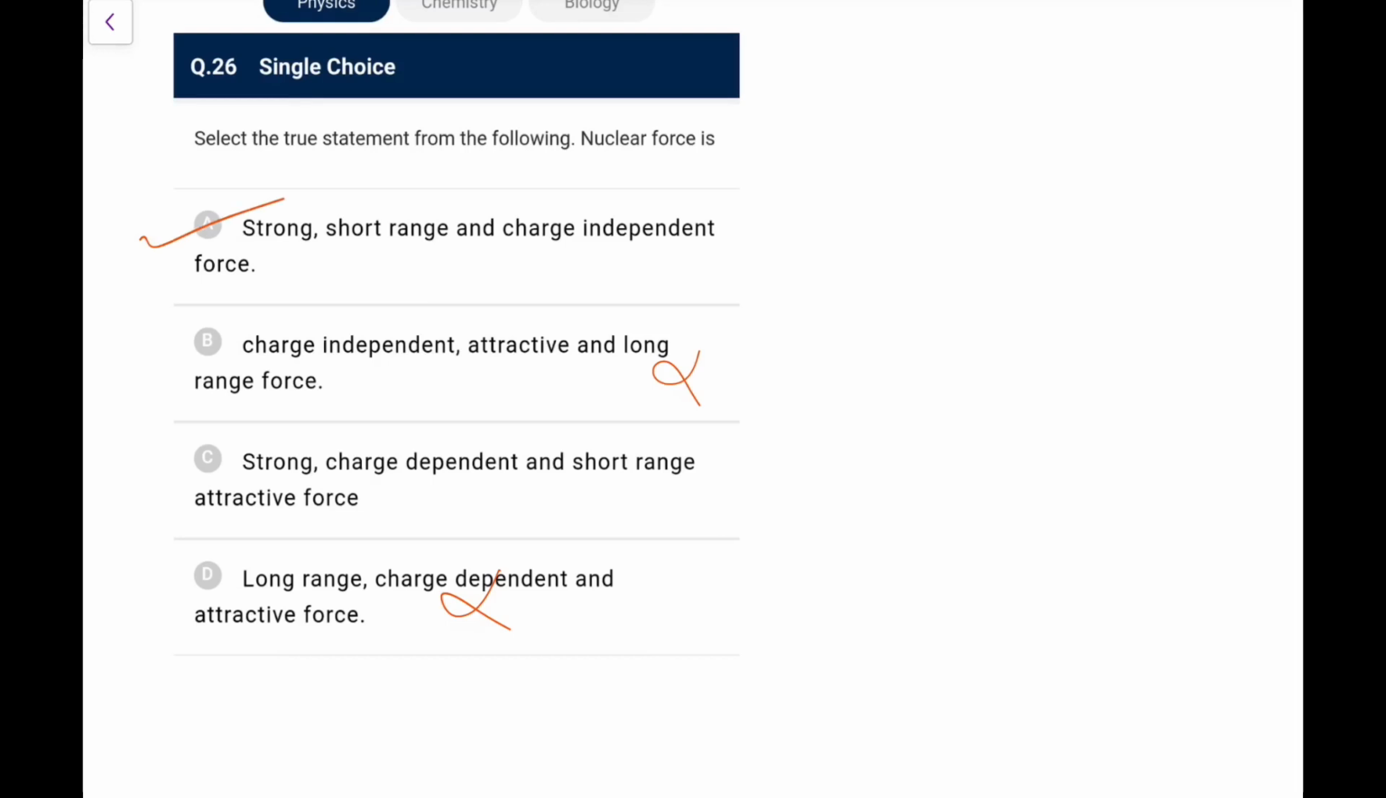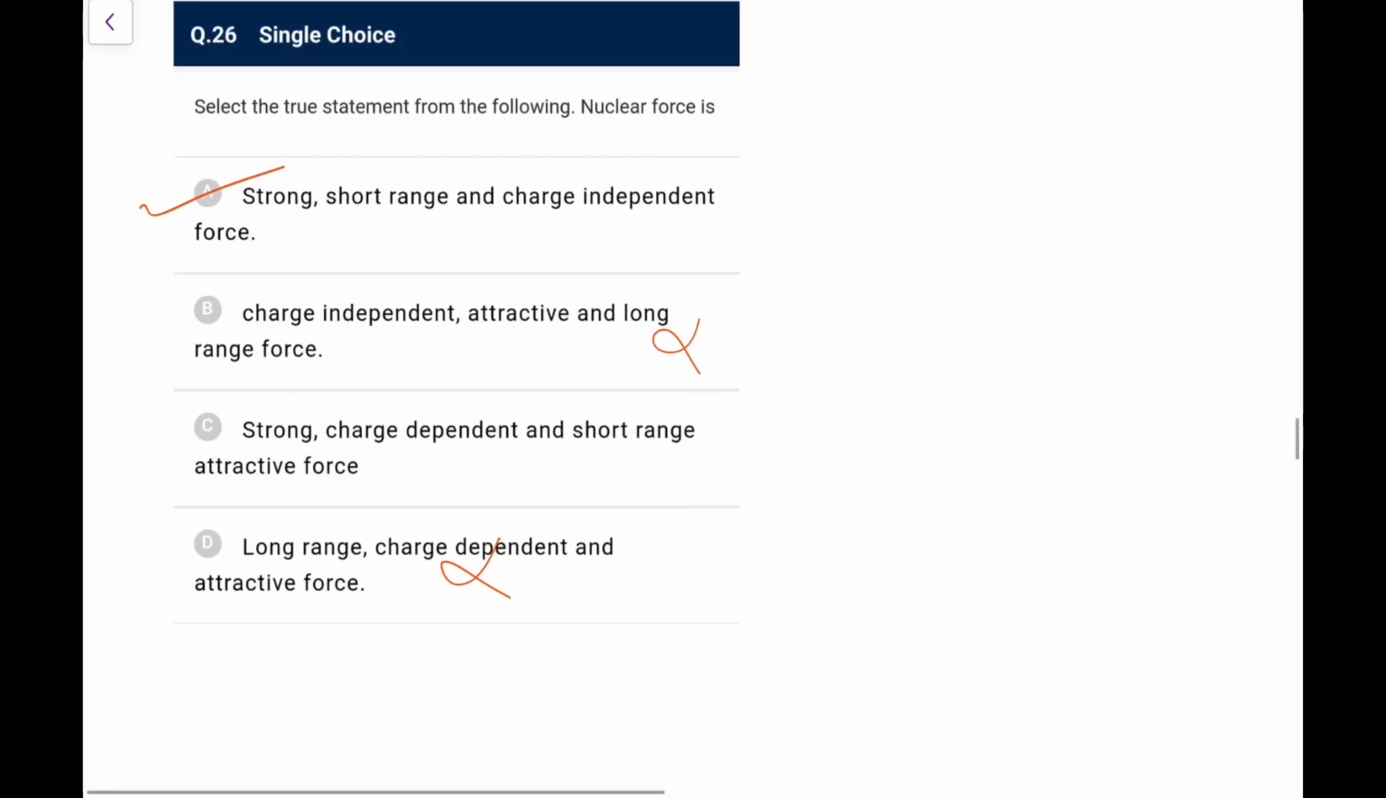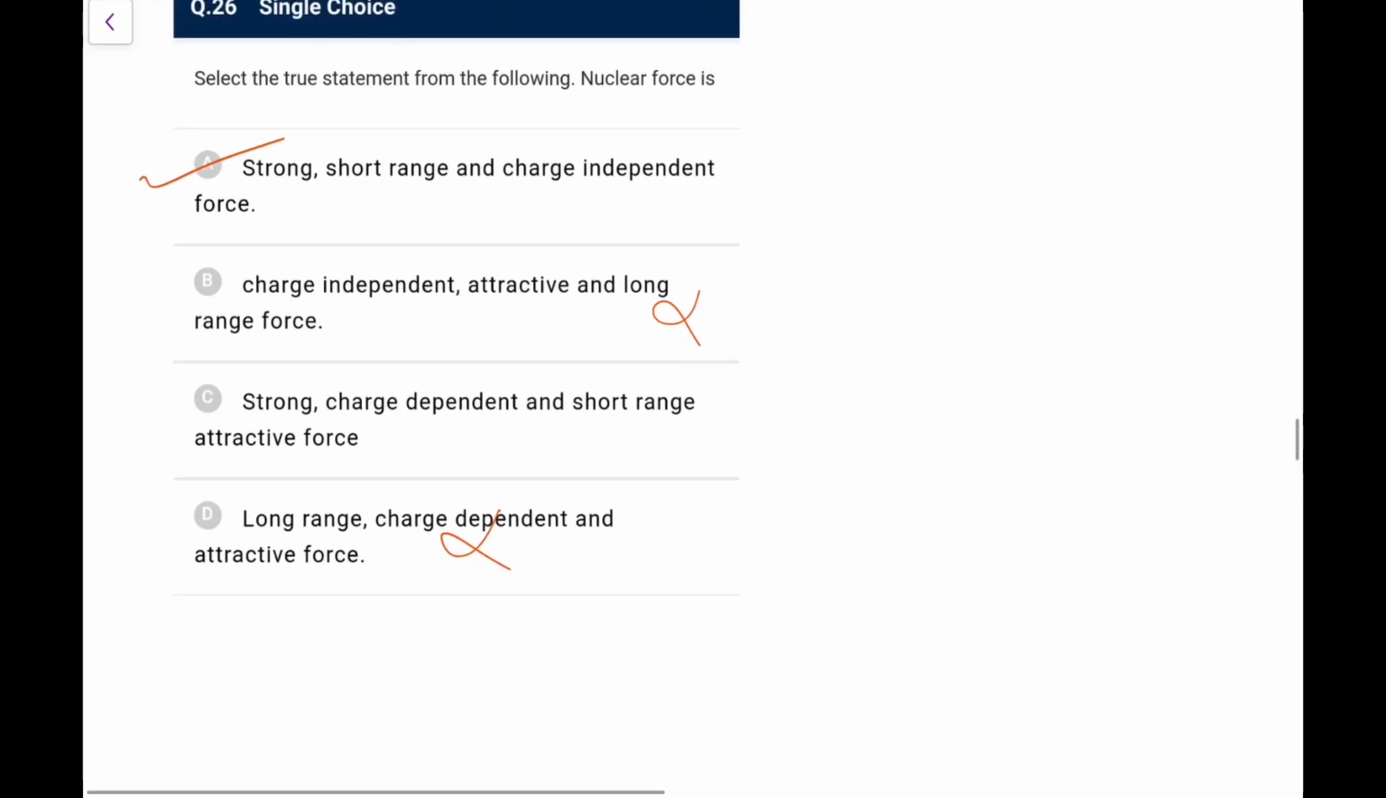And also it is charge independent. You know the force between proton and proton is the same as proton and neutron, same as neutron and neutron. So you can remember this particular thing. So it is a short range, strong and charge independent force. Attractive or repulsive is somewhat a difficult thing. Generally we say it is attractive only, but I am going by this. This is charge dependent, this is charge independent, so it is good enough for me to make out.